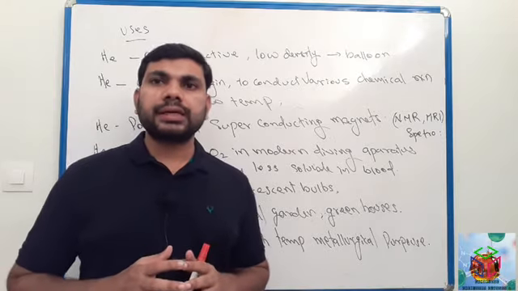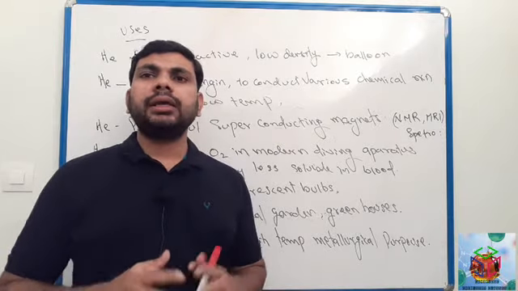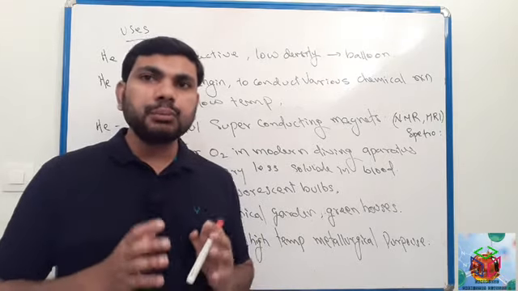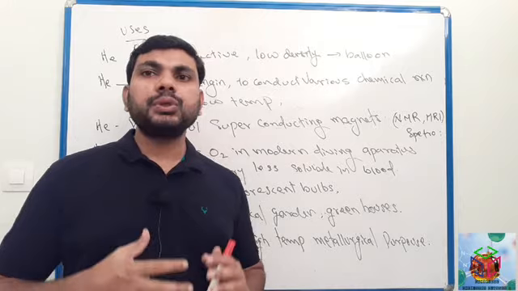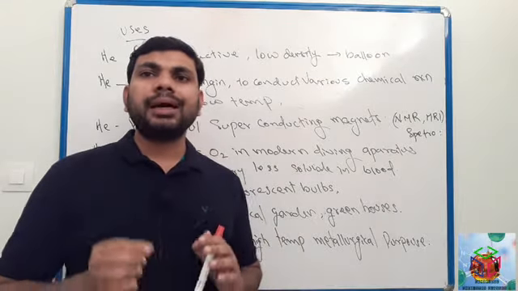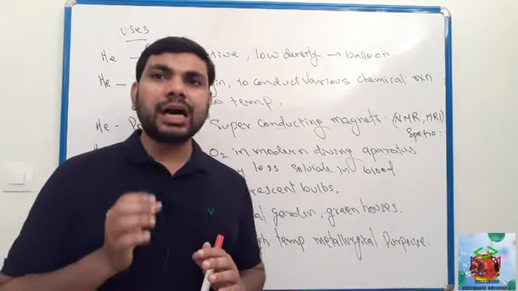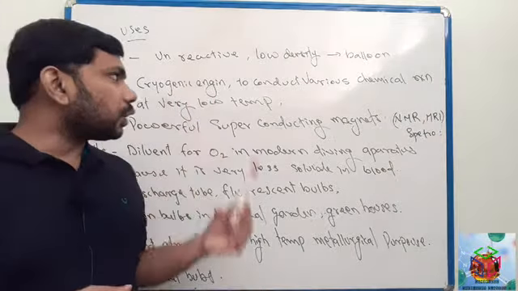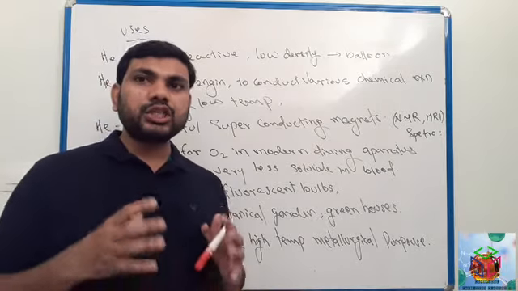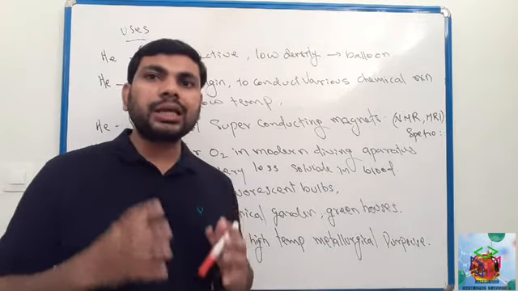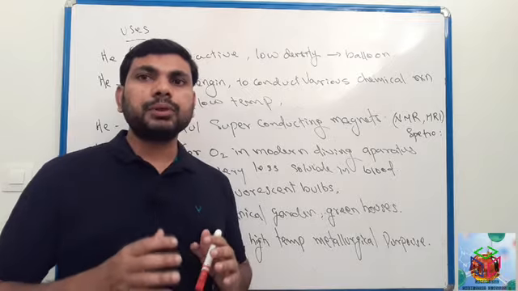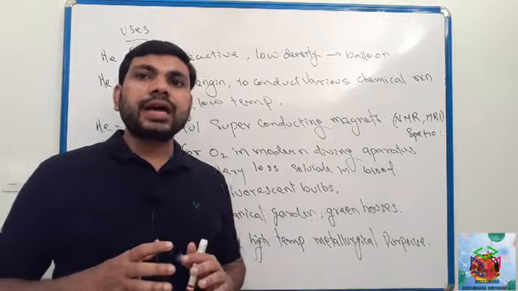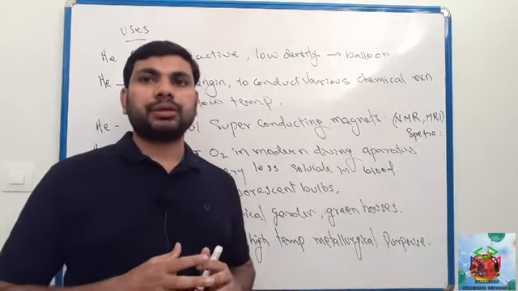Different uses of noble gases. First one, helium. Helium has very low density and is unreactive. That's why helium is used in weather balloons and to fill balloons. Also, helium is used in cryogenic engines to conduct chemical reactions at very low temperature.